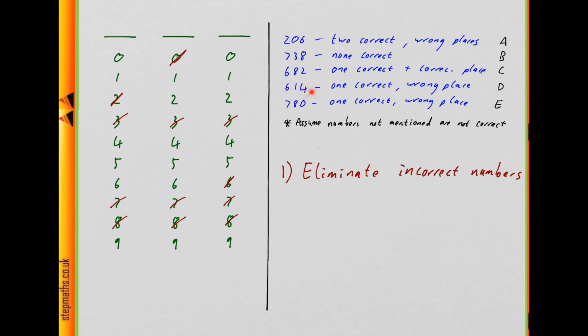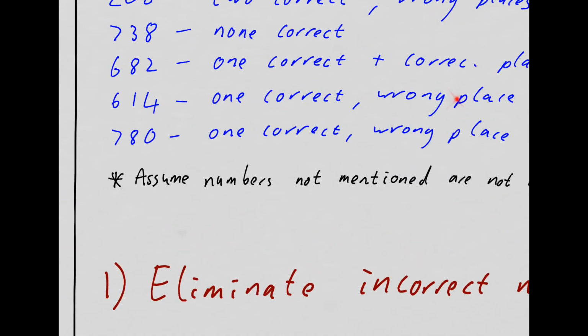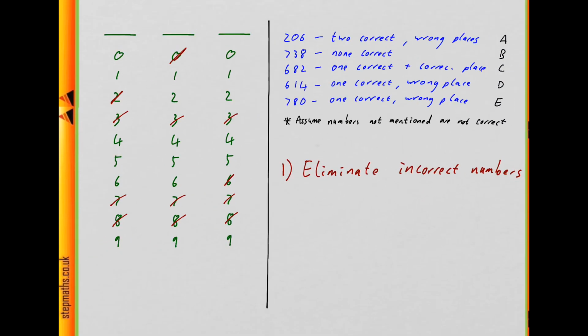Okay, if we look at 614, it says 1 is correct and in the wrong place. And again, I'm assuming if another one had been correct but in the correct place, it would have said so. So that means none of these are correct and in the correct place. So we can eliminate some more options from there. So that means we can eliminate 6 in the first column, and 1 from the second, and 4 from the third.